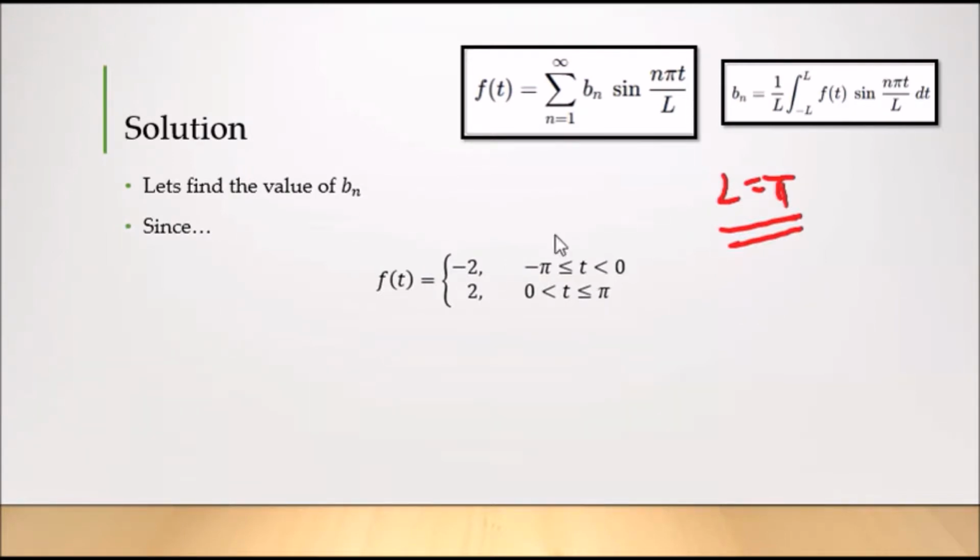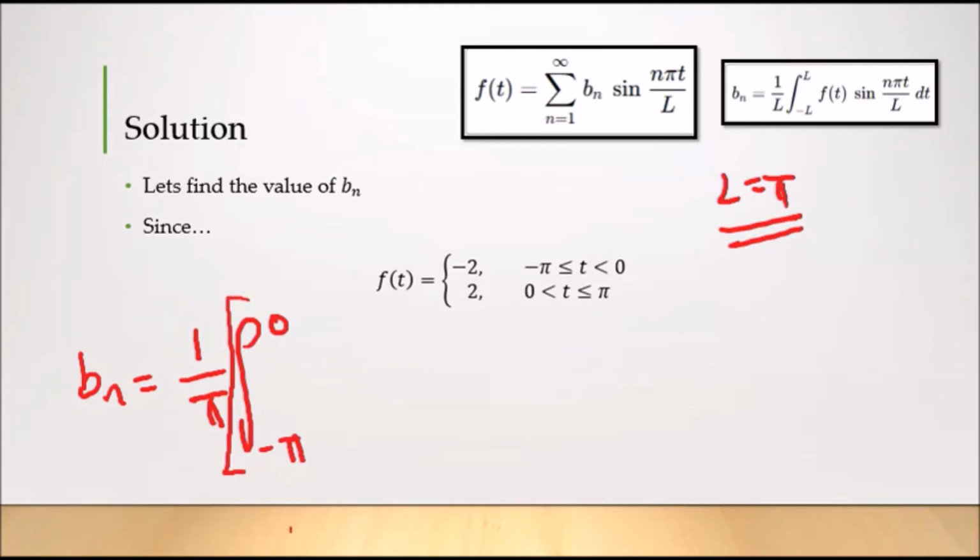Therefore, we can clearly say that bn must be equal to 1 over pi times the integral between L and minus L. The first interval will be minus pi to 0, so let's put it over here: minus pi all the way up to 0. I should do a bracket as well, so always do a big bracket outside. Then this would be minus 2 sine(n pi t over L). Since L is pi, the pi's cancel out, so it'll just be sine(nt).